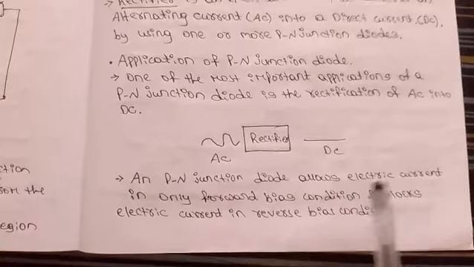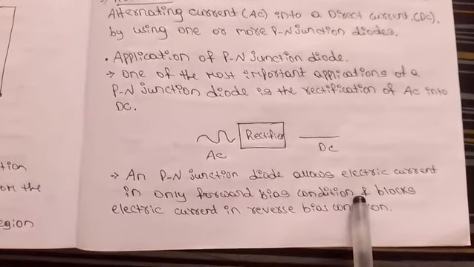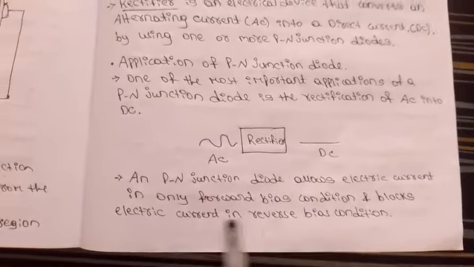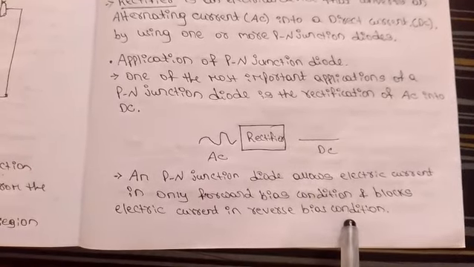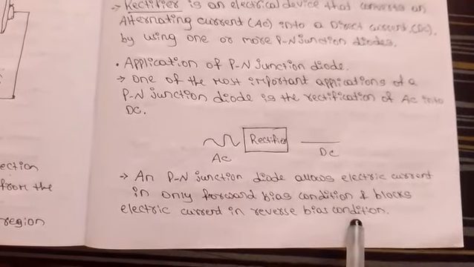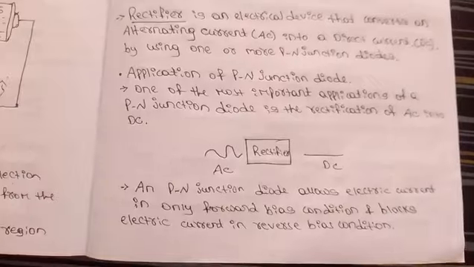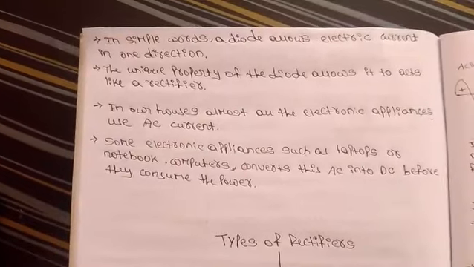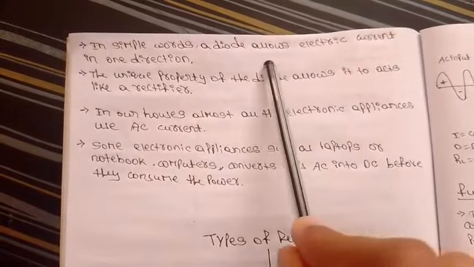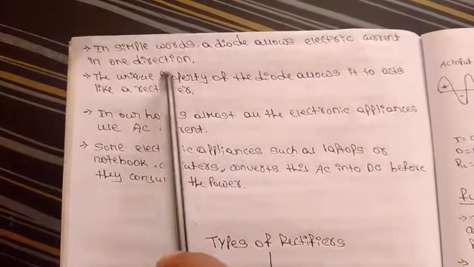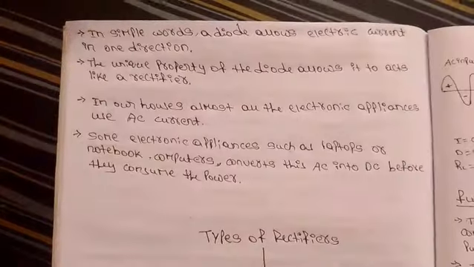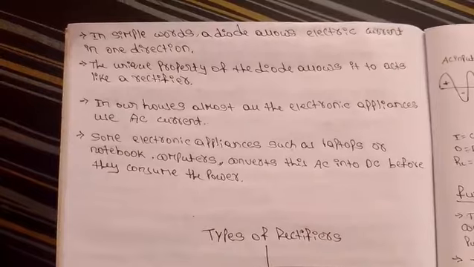It allows the AC current only in forward bias. When it allows forward bias, it will block the reverse bias condition. When the current is flowing in reverse bias, it will block it. In simple words, a diode allows electric current in only one direction. You know that a diode acts like a rectifier.